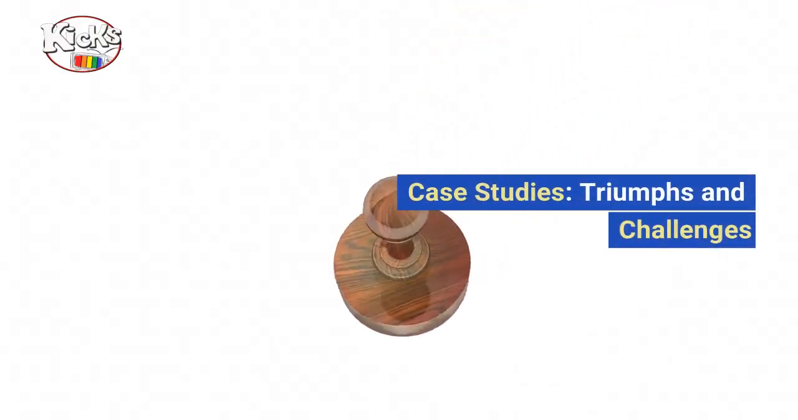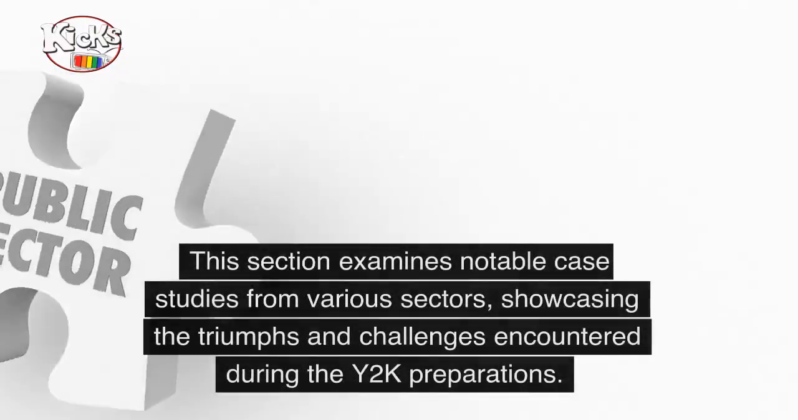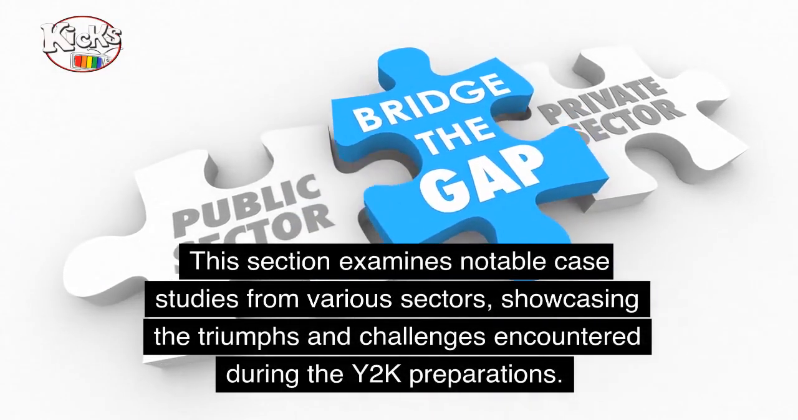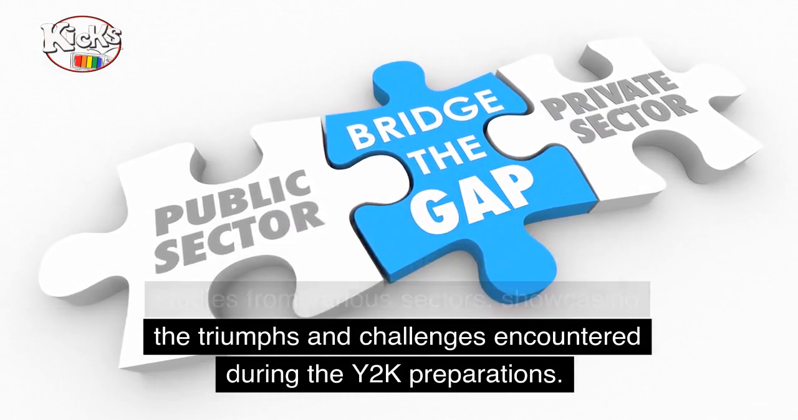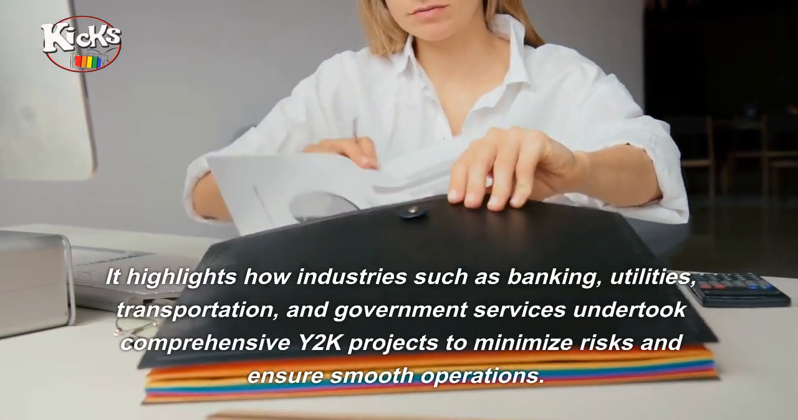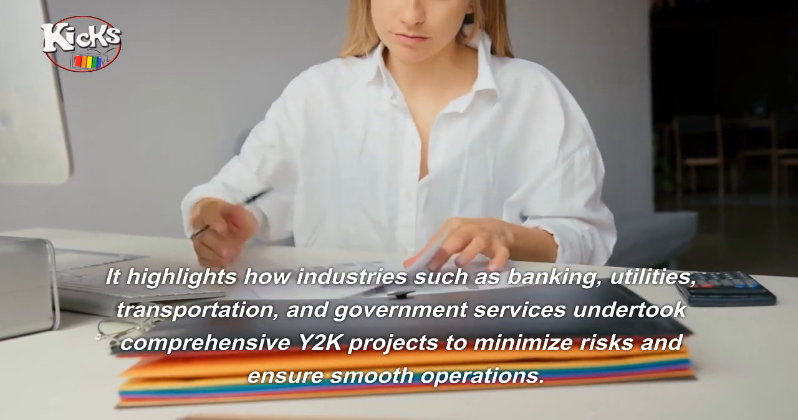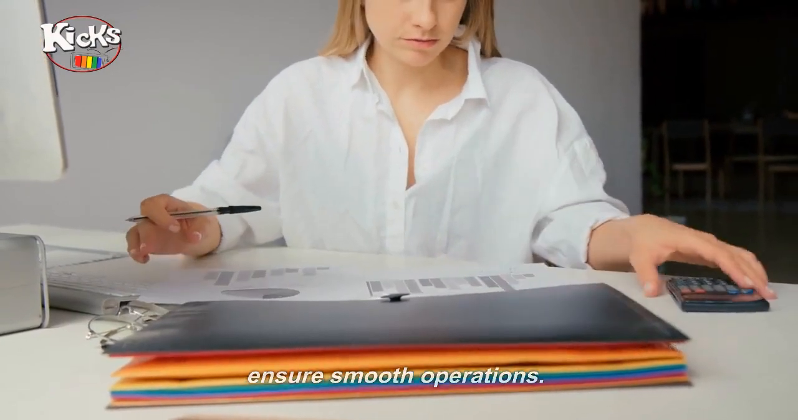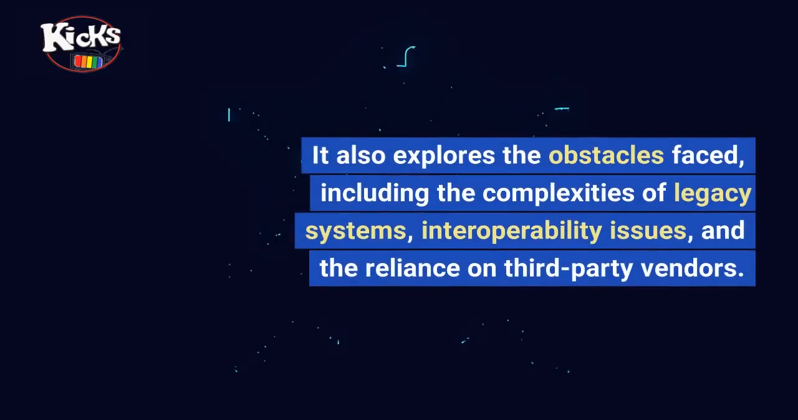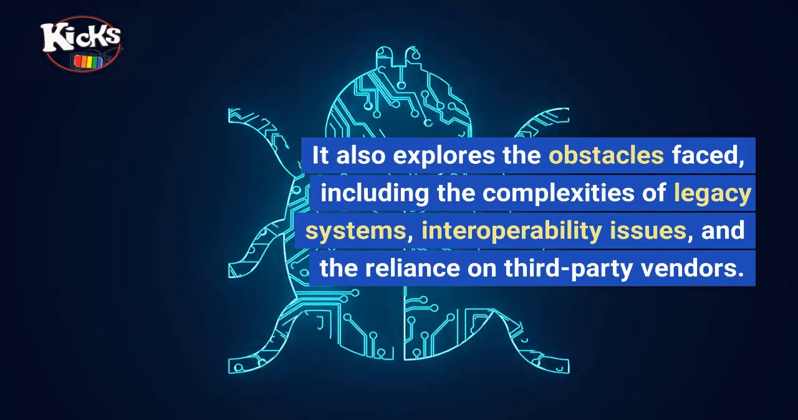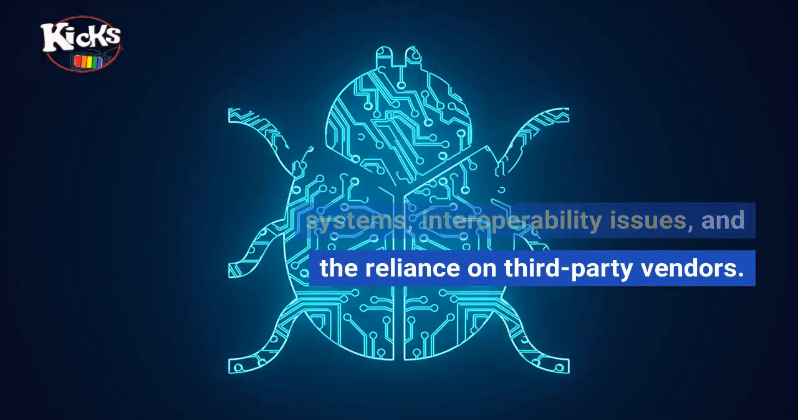Case studies, triumphs and challenges. This section examines notable case studies from various sectors, showcasing the triumphs and challenges encountered during the Y2K preparations. It highlights how industries such as banking, utilities, transportation, and government services undertook comprehensive Y2K projects to minimize risks and ensure smooth operations. It also explores the obstacles faced, including the complexities of legacy systems, interoperability issues, and the reliance on third-party vendors.